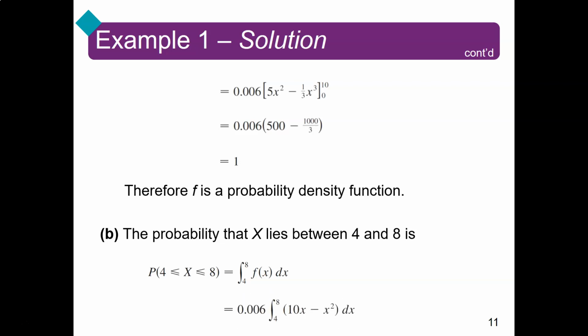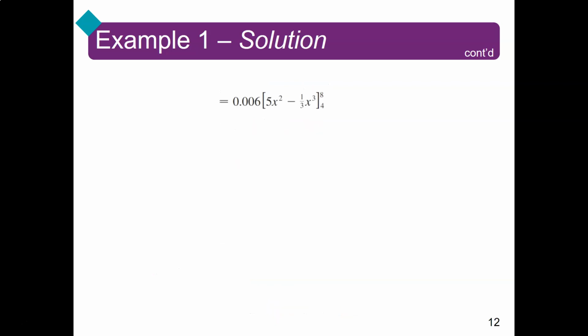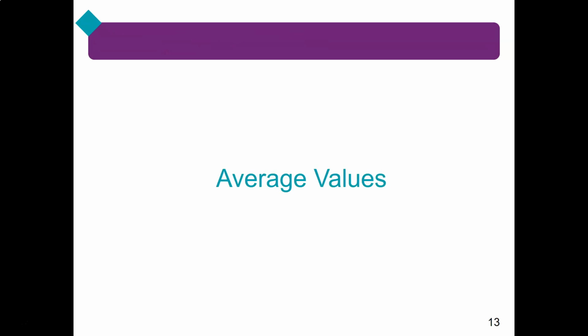So they write down the integral, but we again already know what the antiderivative is. We're just switching the limits, and here we'll get 0.544. So that means the probability that your continuous random variable is between 4 and 8 in this example is 54.4%.